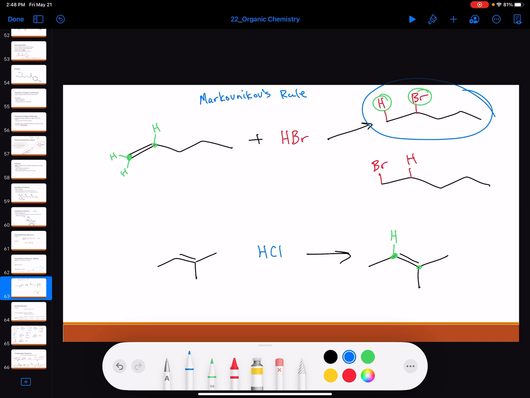So sure enough, when we break this pi bond right here, break that double bond, we're going to go ahead and add in a hydrogen here. This one gets stuck with the chlorine, okay? And that would be your major product. You might get a little bit of the reversed one, but not much at all. Okay, so Markovnikov's rule allows you to figure out who gets the hydrogen when you're doing a hydrohalogenation.